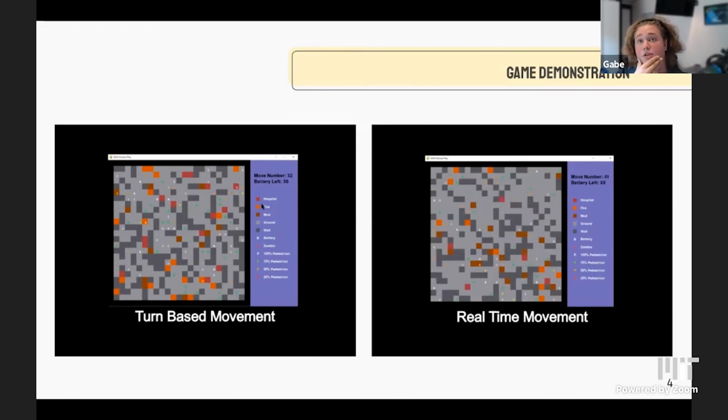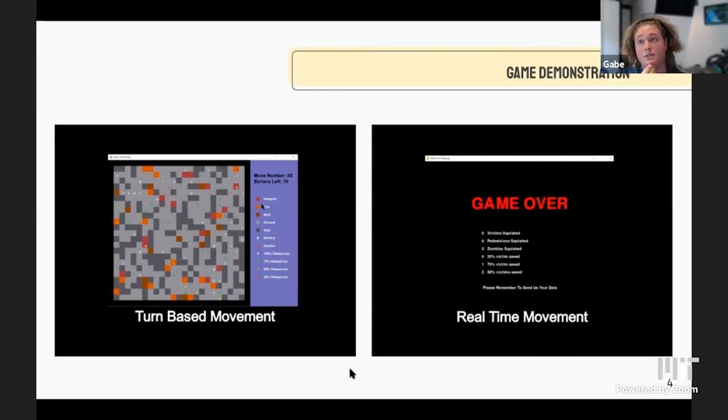The zombies also have the ability to injure the pedestrians, and that can be represented on the legend with the 100% pedestrian, 75%, and so on. They're represented by several different colors. As you can see on both maps, there's some green, some yellow and orange as well, and some red too. And eventually the pedestrians will take enough damage that they will convert into being zombies.